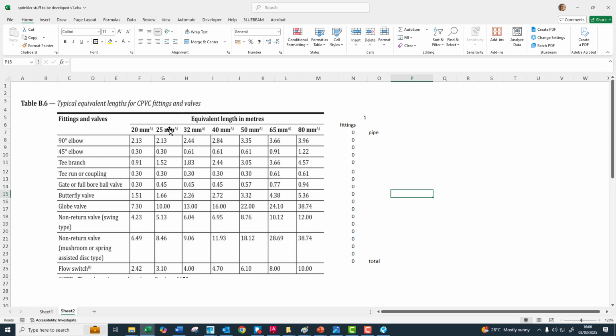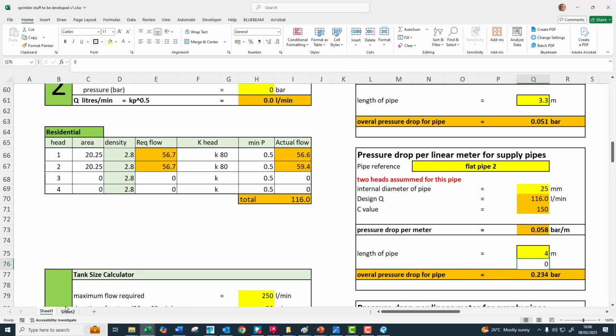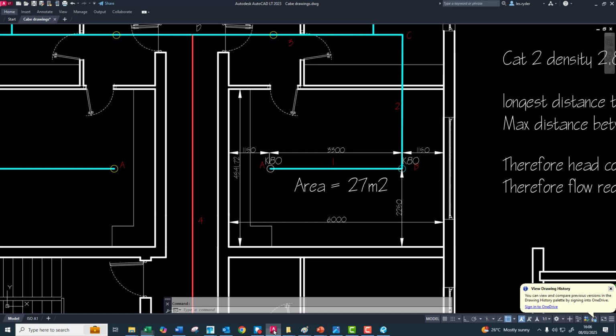So we're on 25mm, and what it says is that if you've got a 90-degree elbow, it's effectively the same as 2.13 length of pipe. So we've got a pipe in there of 4 and then 2.13. So that gives us 6.13 as the effective length of that piece of pipe. So that's 6.13, which is 2.13, roughly 4 for that.